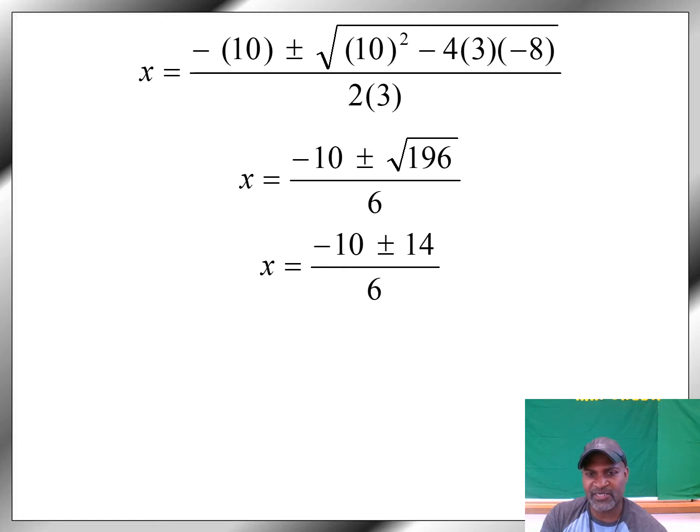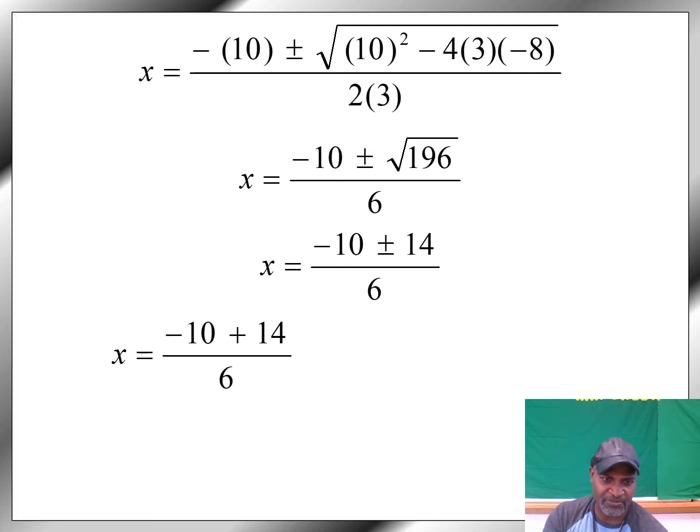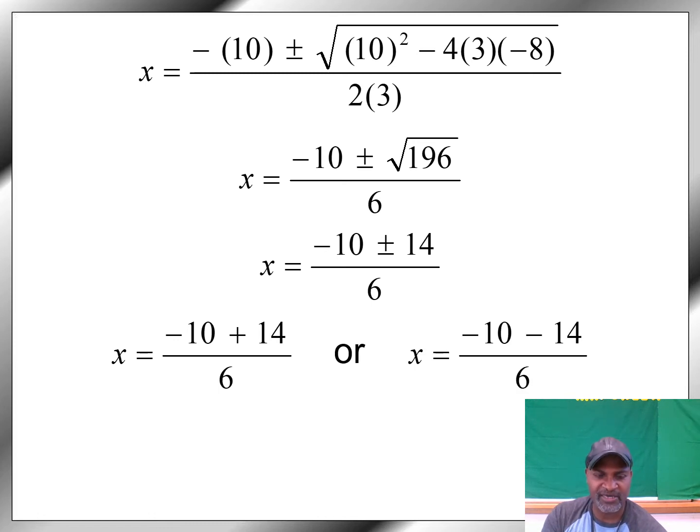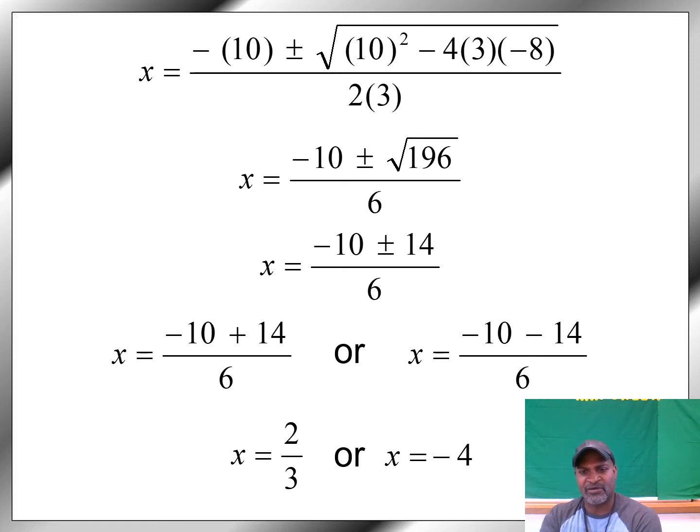And now you got two cases. You got negative 10 plus 14 over 6 and negative 10 minus 14 over 6. All right, there's the plus, there's the minus. So if you simplify on the left, you get 4 over 6. 4 over 6 simplifies to 2/3. And the right solution, you end up with a negative 24 over 6, which is just negative 4.